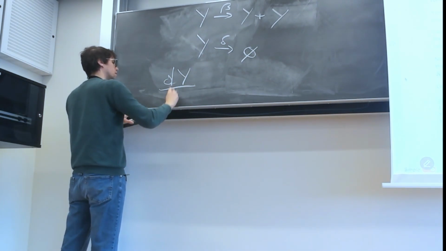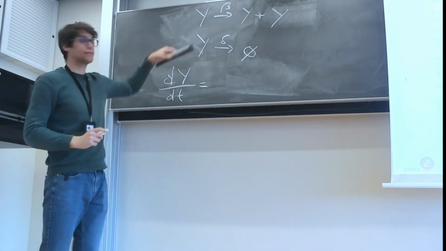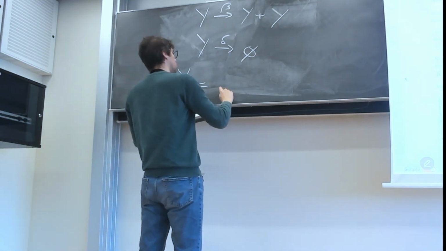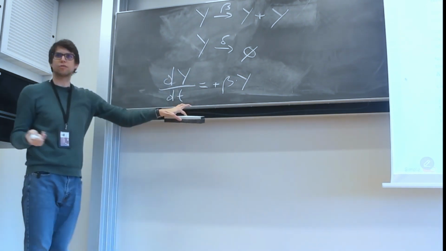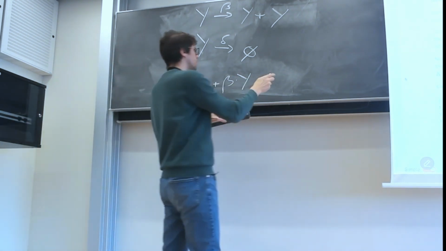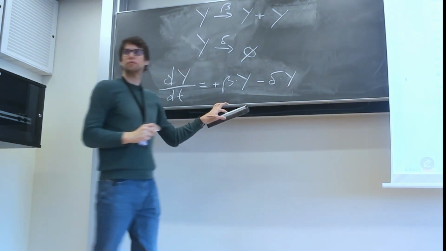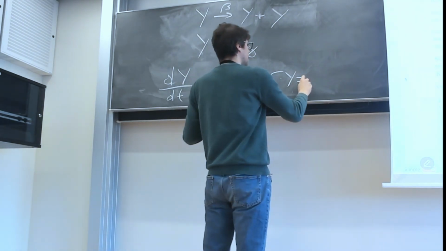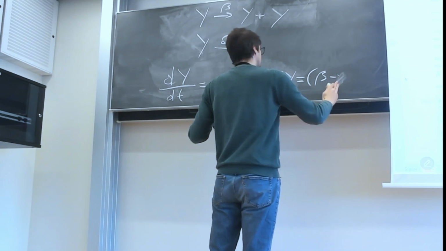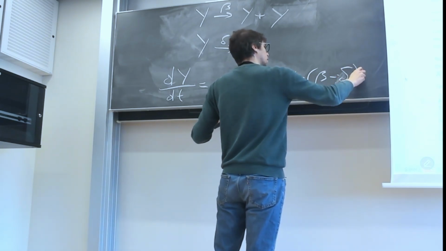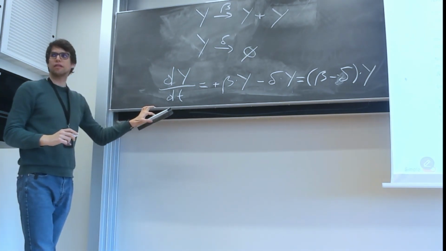Let's write down the ODE for this. If one plus, we have one minus. So we have plus beta y. It's a unary reaction, so there's no multiplying two of the species together, and then there's minus delta y. And if we write this a bit differently, then we immediately see that we can never hope for complete, unique identification of beta and delta.